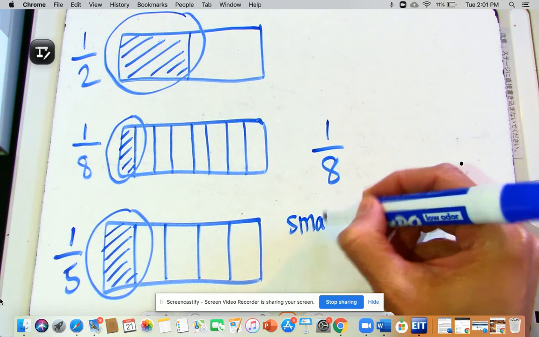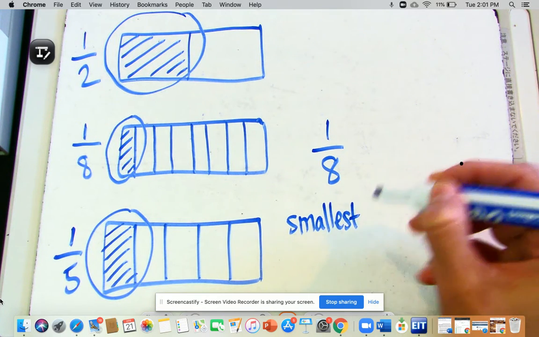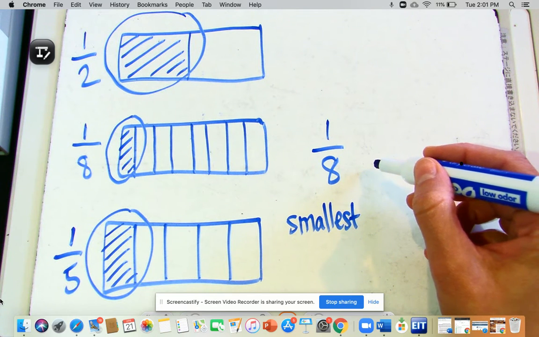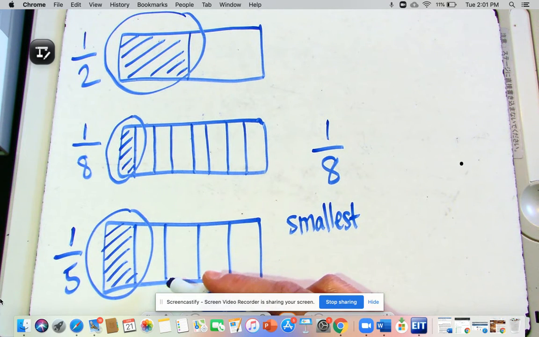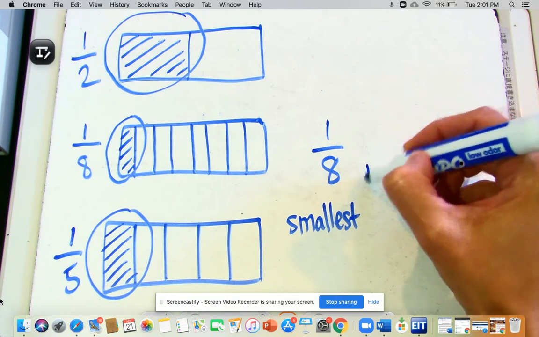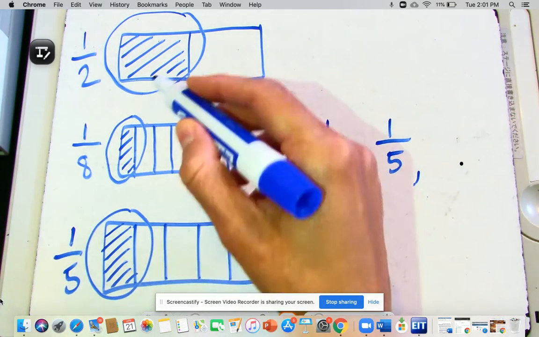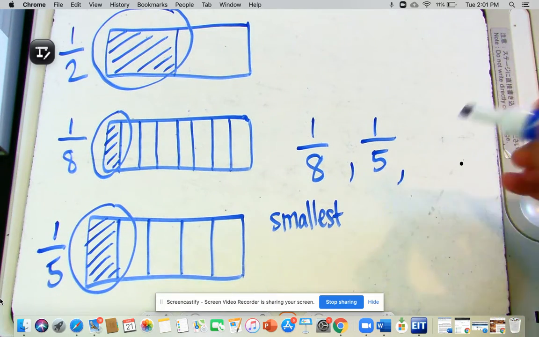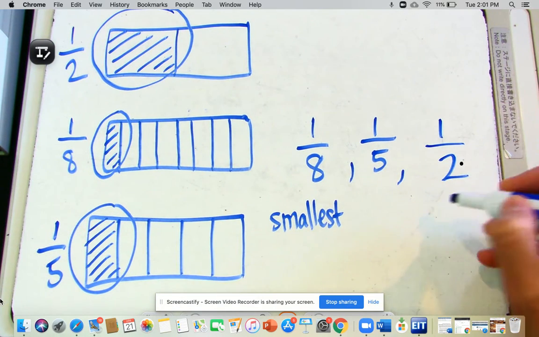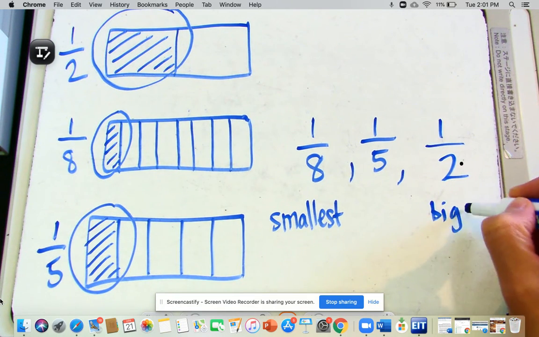So I'm just going to write here, this is the smallest, 1/8. Then the next smallest would be 1/5. And we can see 1/5 is smaller than 1/2. So next would be 1/5. And then the biggest fraction is 1/2. This is the biggest, or the greatest, fraction.